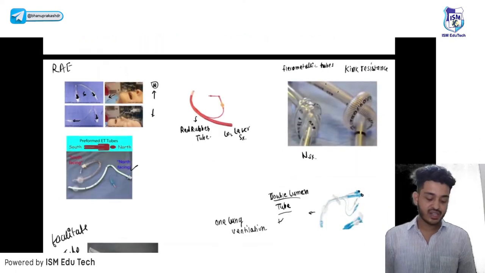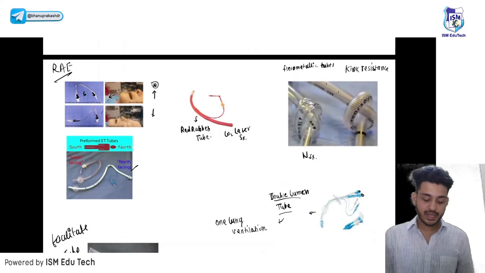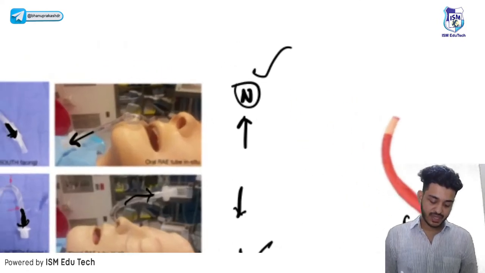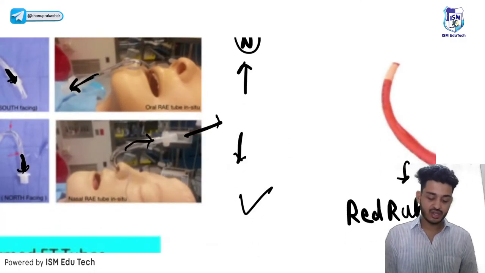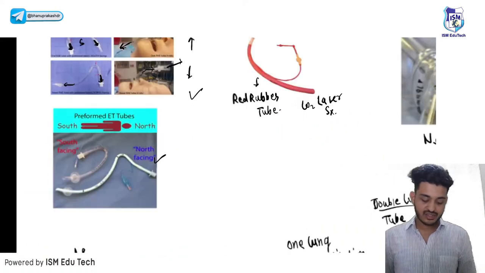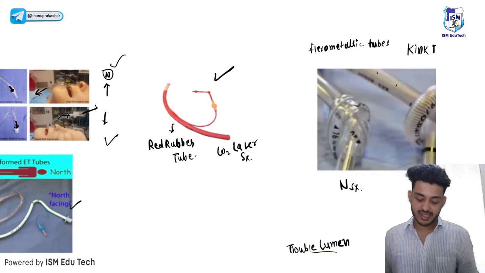So the second one is your RAE tube. If it is facing upward, that is your north pole, north type. If it is facing downward, it is your south type. Okay, this one is your north type, this one is your south type. Next one is your red rubber tube, used in CO2 laser surgeries.